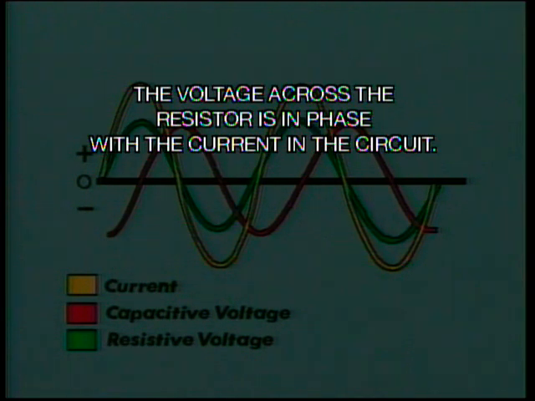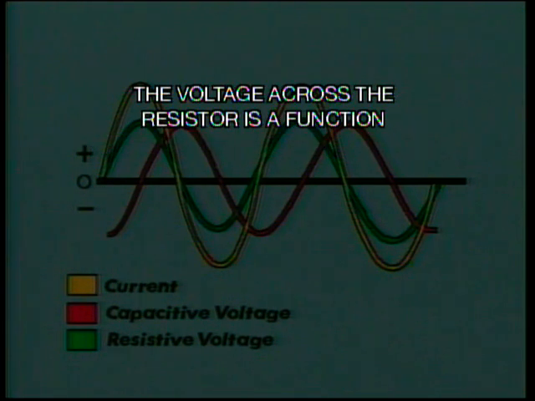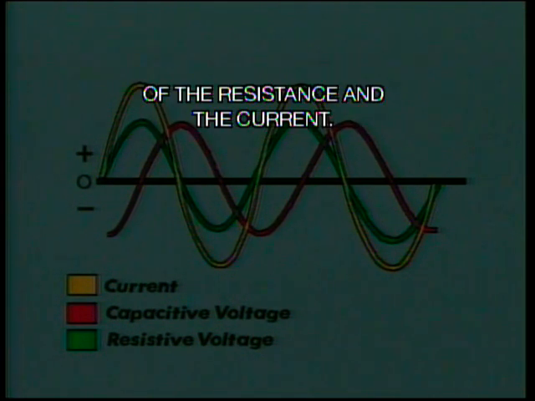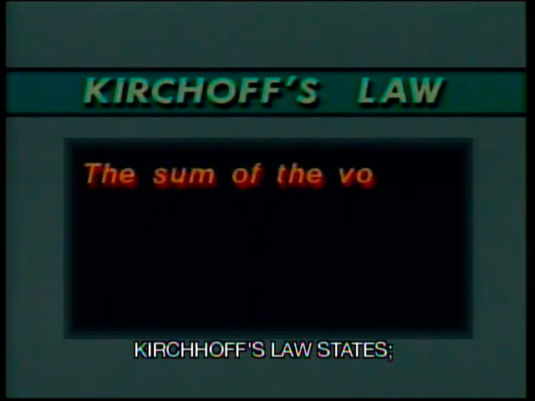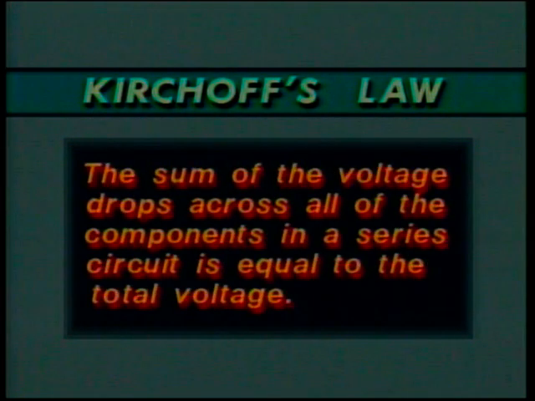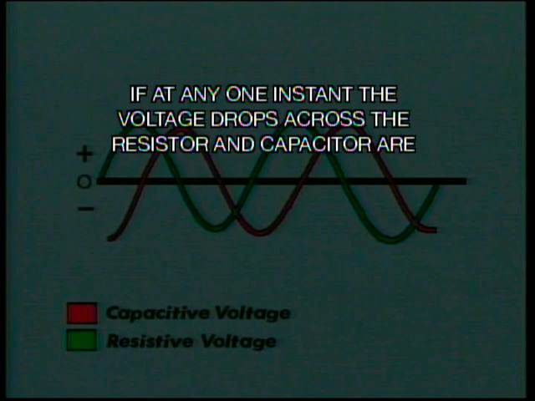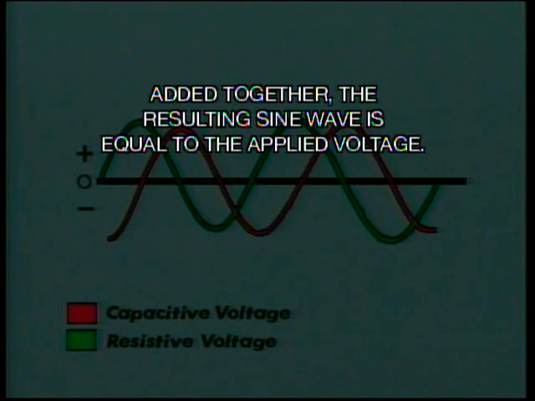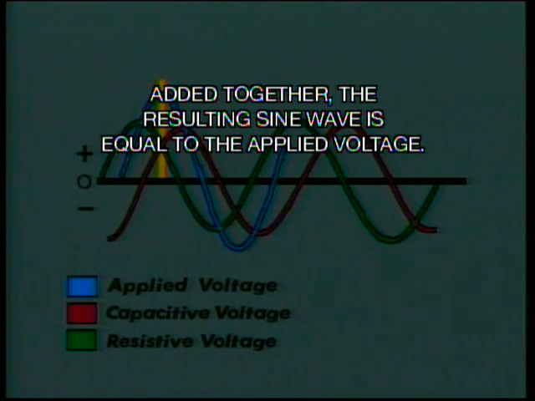The voltage across the resistor is in phase with the current in the circuit. The voltage across the resistor is a function of the resistance and the current. Kirchhoff's law states that the sum of the voltage drops across all of the components in a series circuit is equal to the total voltage. If at any one instant the voltage drops across the resistor and capacitor are added together, the resulting sine wave is equal to the applied voltage.